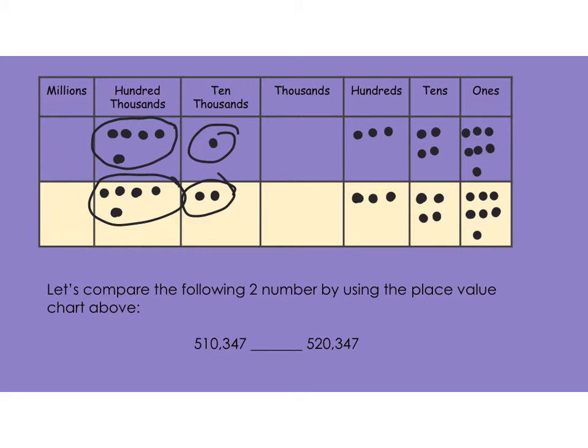So I automatically know at this point that my second number is greater. So in my blank, I'm going to put this. And I would read this: 510,347 is less than 520,347.